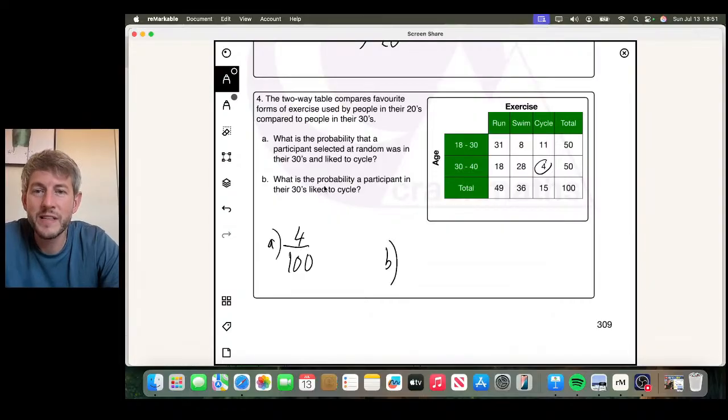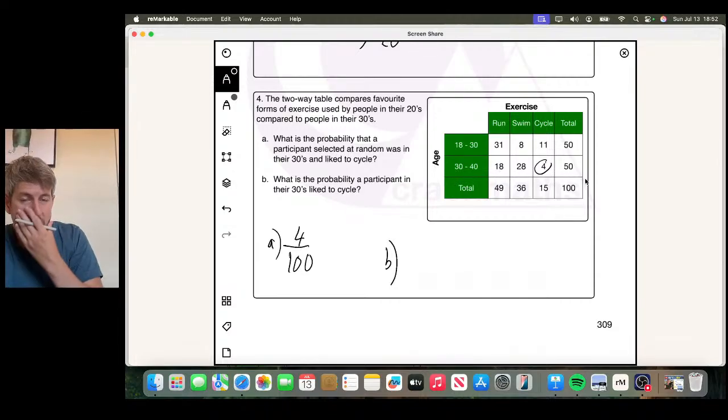Okay, so this is a bit different. This is interesting. What is the probability of a participant in their 30s liking to cycle? So that means we're just looking at the 30-year-olds. So these people here. So that is going to be out of 50. And it was 4. There we go.